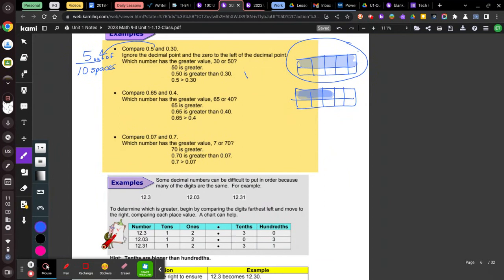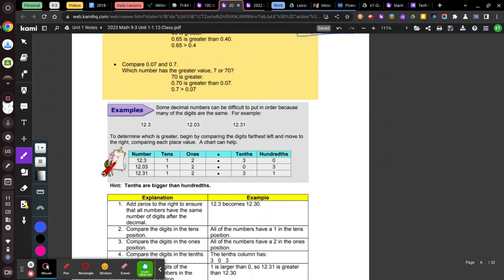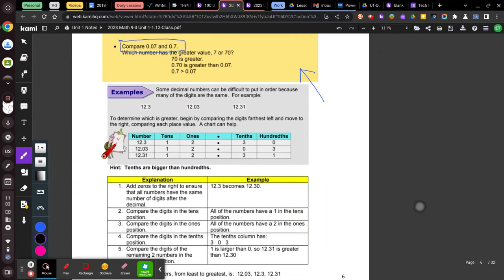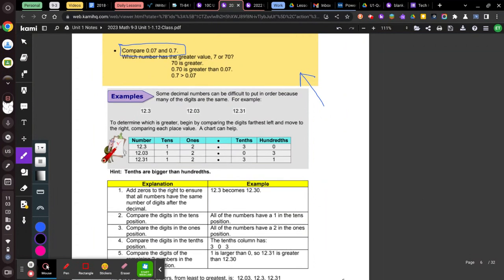Now, take a look at the bottom one. We're going to compare, looking at where the decimals are. One of them says pennies and one of them says dimes. Which one is telling us pennies? I'm looking at this example. If we're going to compare two numbers, this one's got 0.07 and the other one's got 0.7. Which one's talking dimes and which one's talking pennies? What do you think?